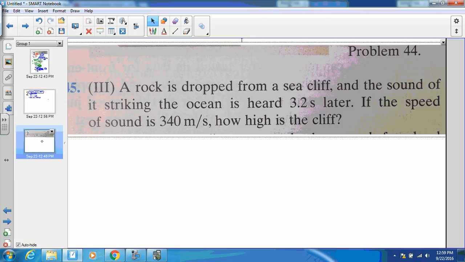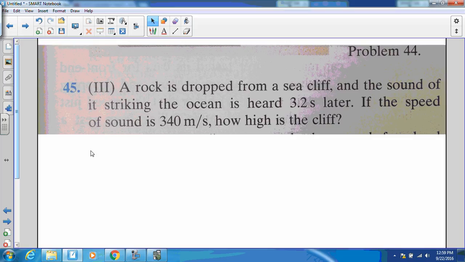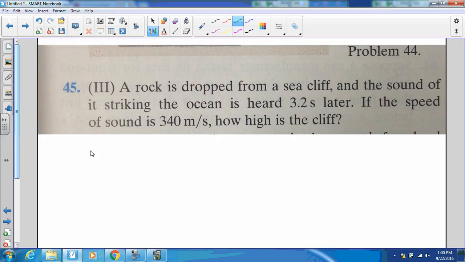The second problem that I want to take a look at is problem number 45 from your book. And this is a more sophisticated problem. It's going to involve the technique of successive approximations. The idea is that we're going to approximate the solution to our problem, and then we're going to use that approximation as kind of a rough draft to get a better approximation to our problem.